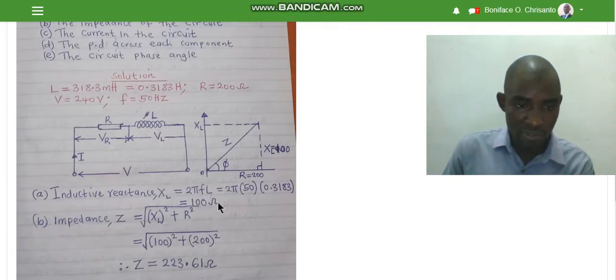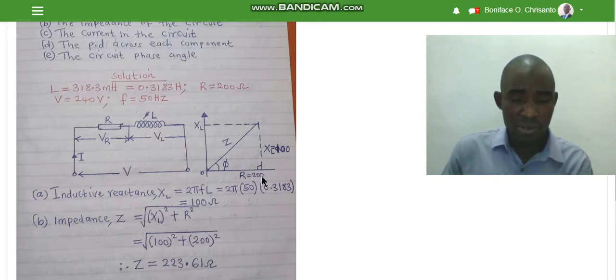Once you have gotten the reactance to be 100, it is presented along the vertical axis, because reactance is always presented along the y axis. Resistance is presented along the x axis. So once you do that, you can use Pythagoras. The impedance is given by the square root of R squared plus X squared.